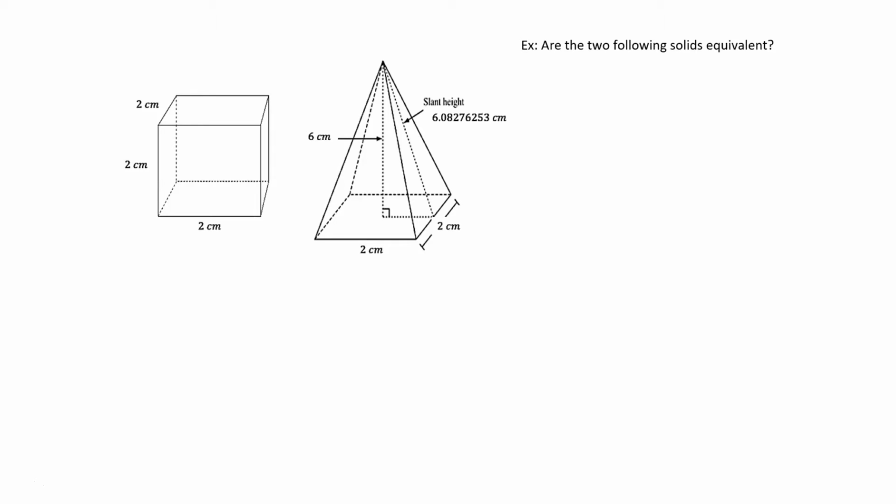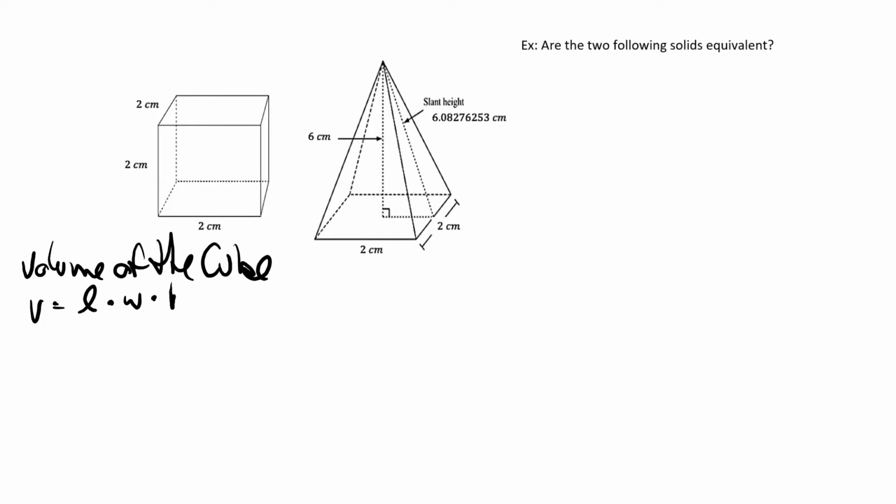Let's start off with the cube. To find the volume of the cube, we're taking the length times the width times the height. In this case, they've conveniently made them all the same, so it's 2 times 2 times 2, which we recognize to be 8, which is then in cubic centimeters.